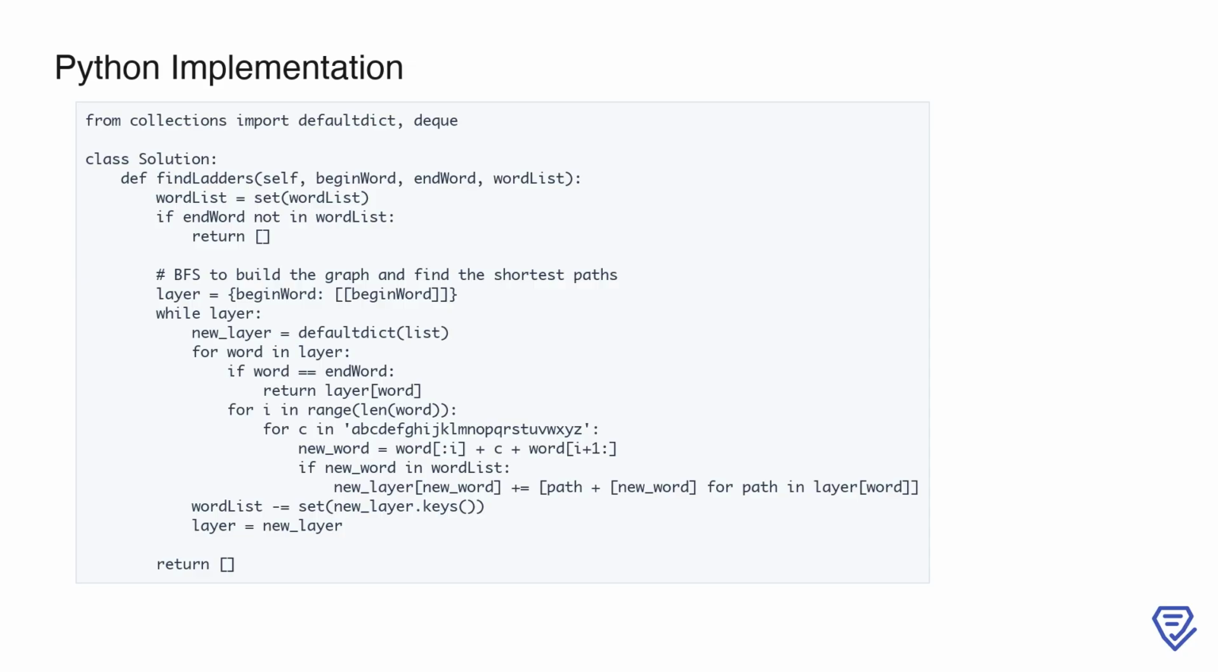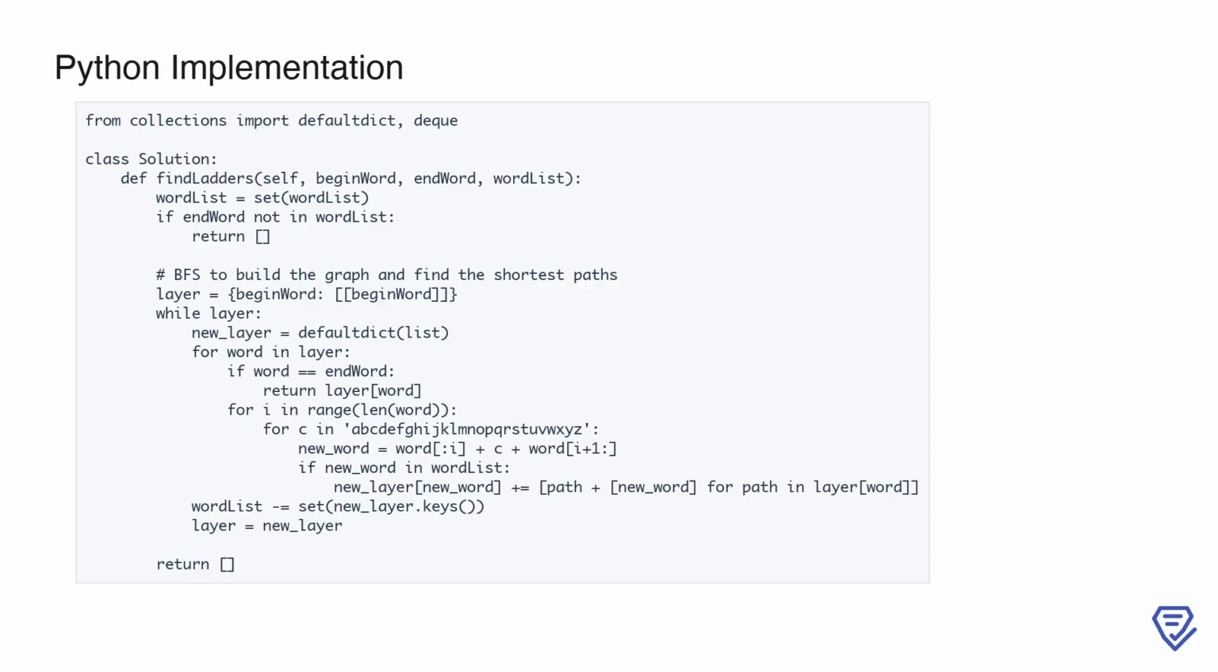For each word, we generate all possible one-letter transformations by iterating through its characters and replacing each with every letter from A to Z. If the new word exists in the word list, we add it to the new_layer along with the extended paths that lead to it. After processing a layer, we remove the words in new_layer from the word list to prevent revisiting them, and update layer for the next BFS iteration.